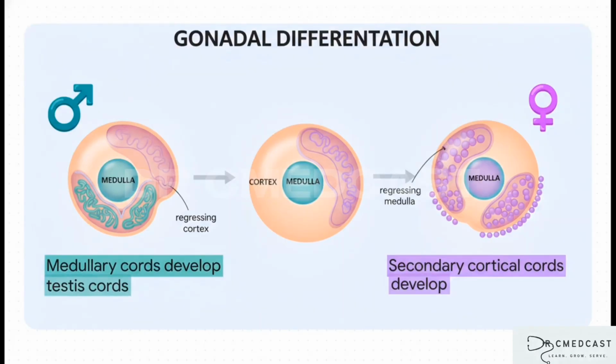You know, what I love about this slide is how it just boils everything down for us. In an XY embryo, development is medullary. It happens in the core. The cortex regresses. In an XX embryo, it's the total opposite. The medulla regresses, and the important functional part of the ovary develops from those cortical cords right near the surface.